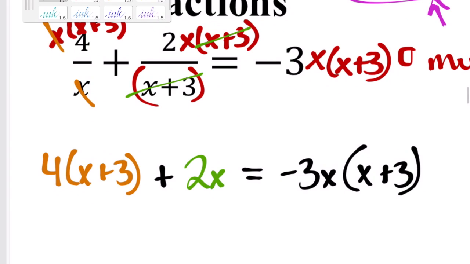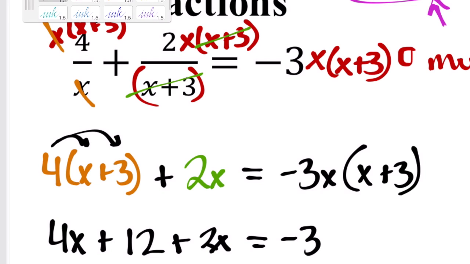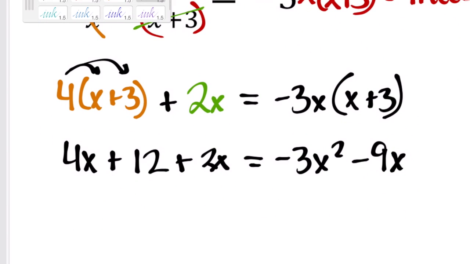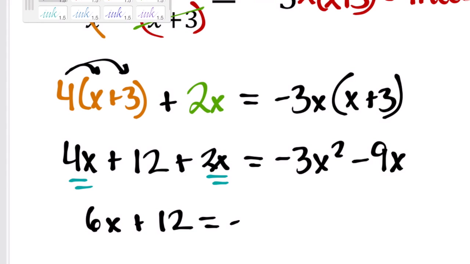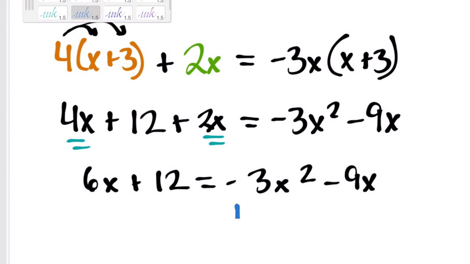So now I'm going to do some distribution. It looks like I'm going to have to do some M&A. I'm going to end up with an x squared somewhere, so I'm going to set one side equal to 0. I personally don't like my variable squareds to be negative, so I'm going to move my negative 3x squared so that it's now positive.